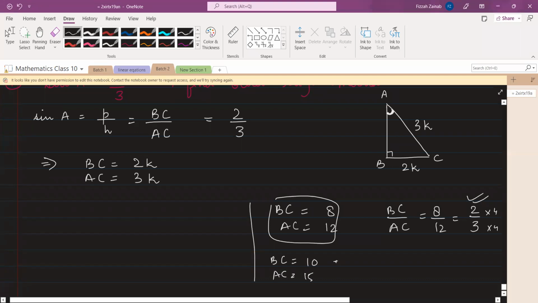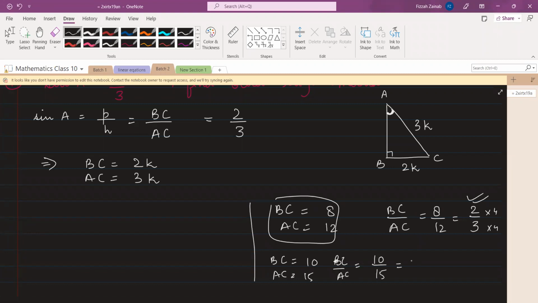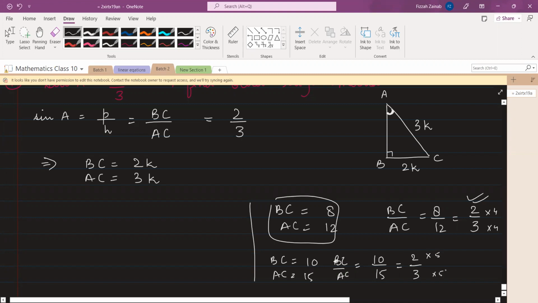Now, for example, BC is, let's say, 10 and AC is 15. Now you again take the ratio BC by AC. So you get 10 upon 15. So that is again 2 by 3, isn't it? If you divide. So basically what is happening? 2 is multiplied by 5 and 3 is also multiplied by 5. That means 2 and 3 are always multiplied by the same number. So the ratio will remain 2 by 3.